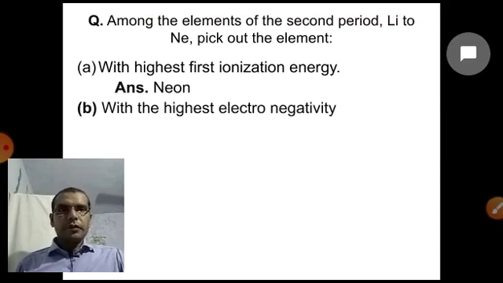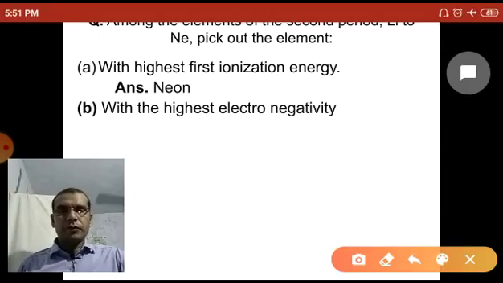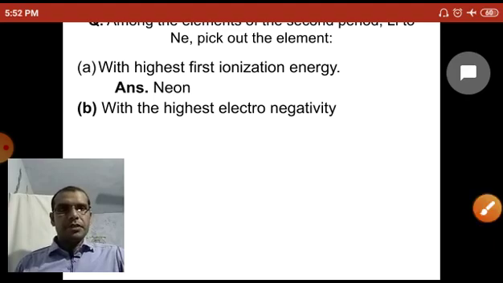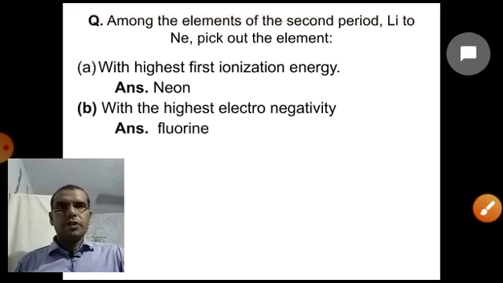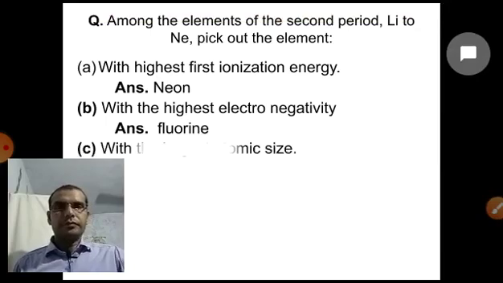Next, the element with the highest electronegativity. So in the periodic table, halogen group elements have more electronegativity than other elements in a particular period. So in this period, fluorine is the most electronegative of the elements. So the right answer is fluorine.